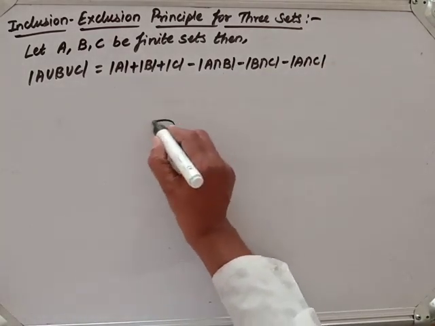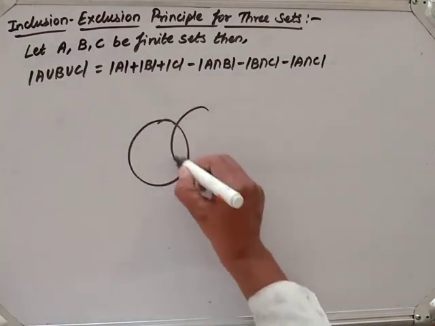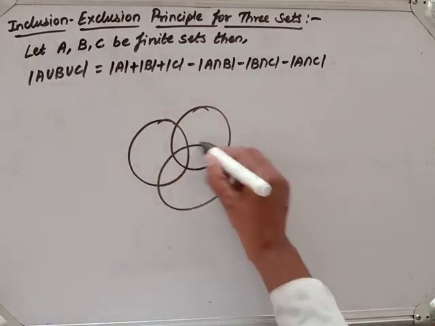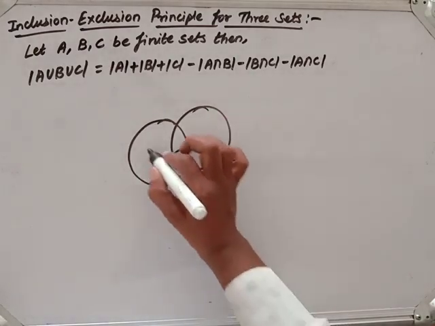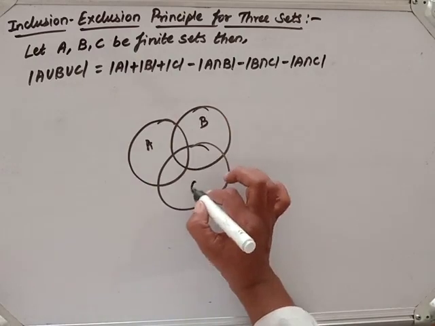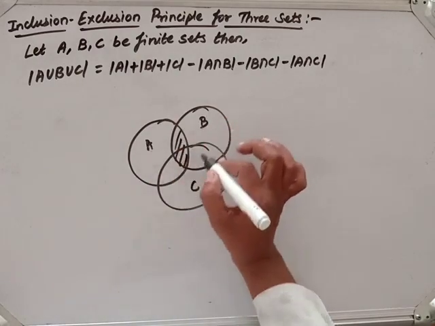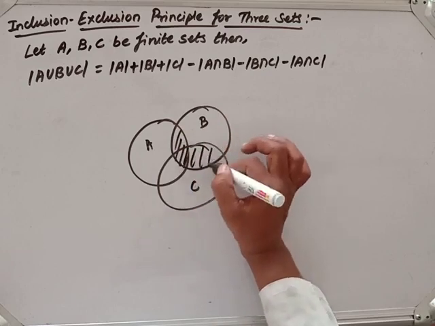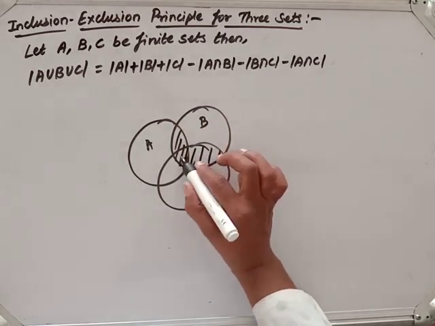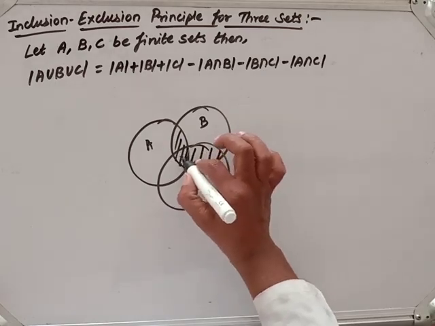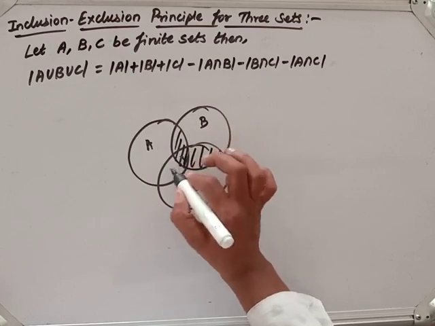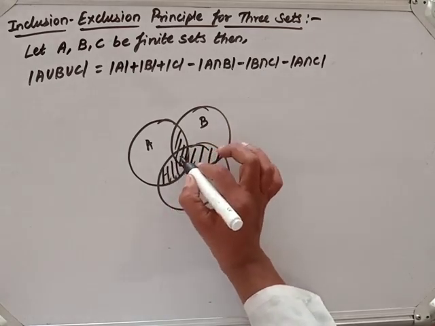Look at here carefully. If I take these, this is A union B union C. Suppose this is A, B and C. Now this part is coming twice, in A and B. Now this part is coming twice, in B and C. And this part will come in A as well as in B, as well as in A intersection B intersection C, and also in A intersection C.